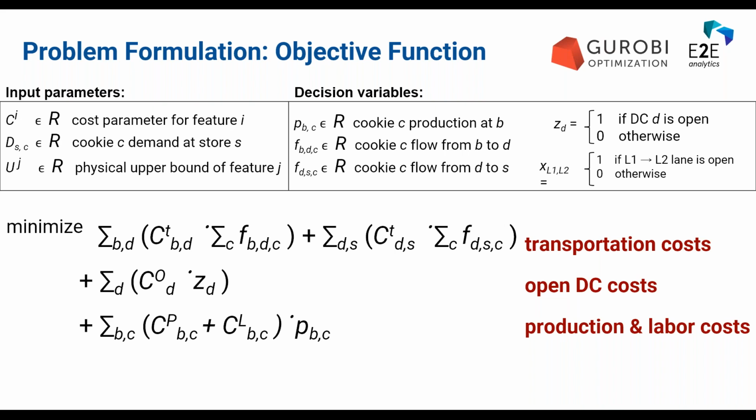So transportation costs plus the open DC costs. So summing up over all of those fixed costs for having those DCs open. And then lastly, we have our production labor costs. So how much is the cost to produce each cookie and the labor cost producing each cookie at each bakery. So that's our objective function.